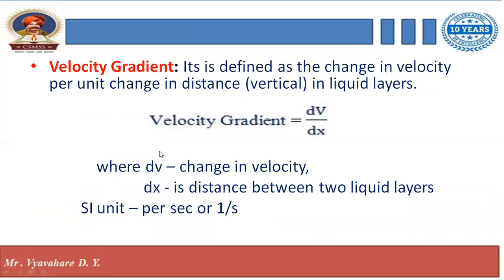Then second, velocity gradient. It is defined as the change in velocity per unit change in distance between liquid layers. So velocity gradient is equal to dv by dx, where dv is the change in velocity and dx is the change in distance between two liquid layers. The unit of velocity gradient is per second.